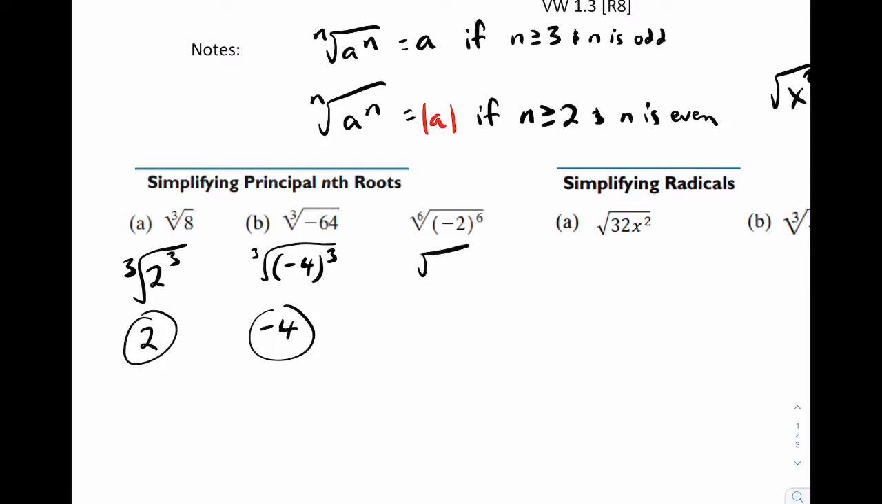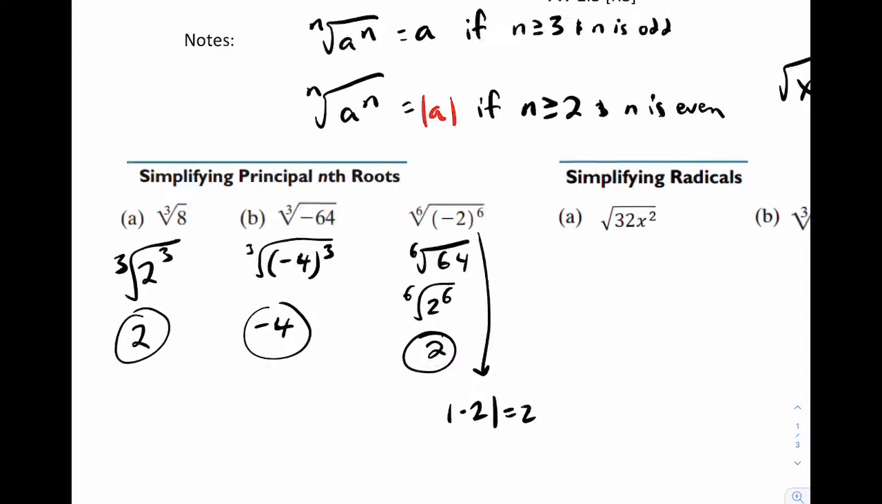Let's actually work that out. -2 to the 6th power, that would be 64. And the 6th root of 64, that would be 2, because 2 to the 6th power is 64. So notice how the answer is +2. That negative goes away because of this even power. So algebraically, that's what this definition up here is showing, is that what actually happens is it becomes the absolute value of -2, which is then 2.